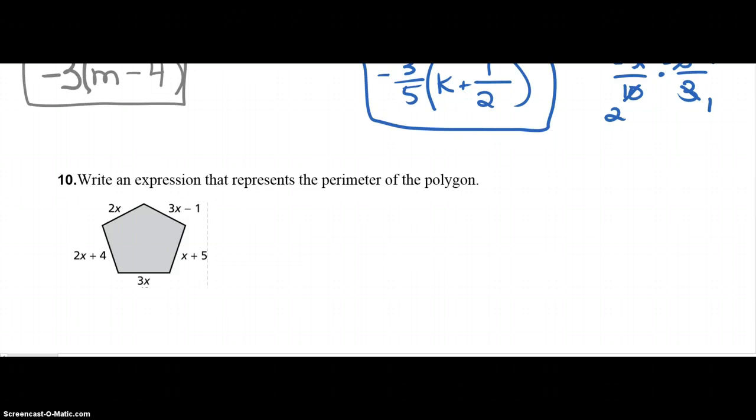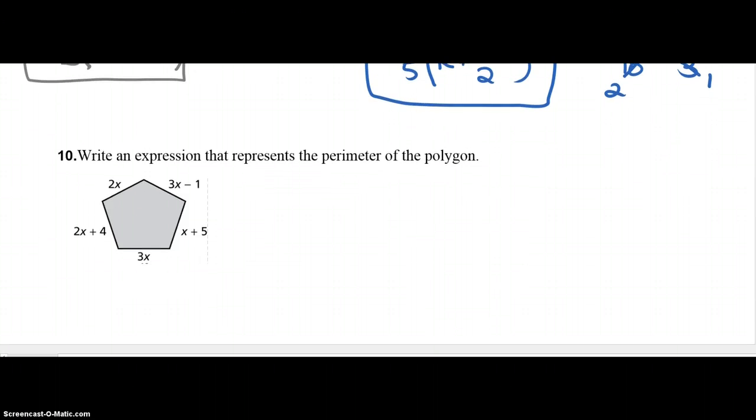Number 10 says write an expression that represents the perimeter of the polygon. Now the key part here is we have to know what perimeter means, and that means we're going to add all of our sides together. So we have 5 sides here. This polygon is actually a pentagon. We're going to add all 5 sides together.